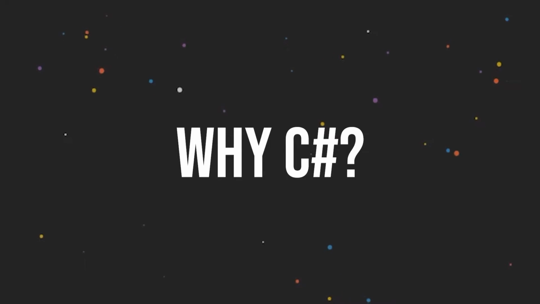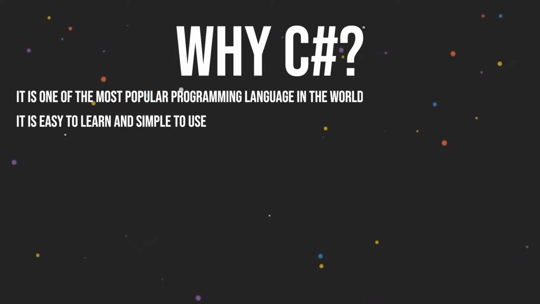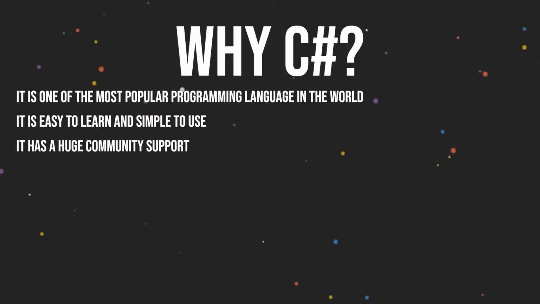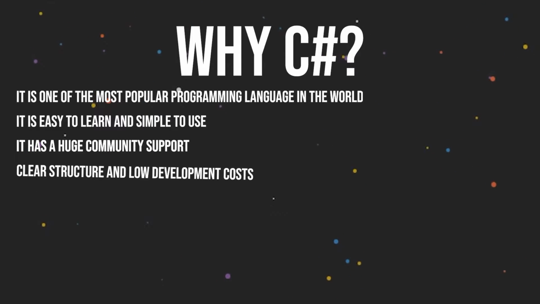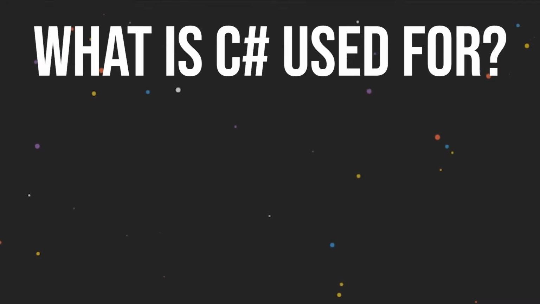Why C#? It is one of the most popular programming languages in the world. It is easy to learn and simple to use. It has huge community support. C# is an object-oriented language which gives a clear structure to programs and allows code to be reused, lowering development costs. As C# is close to C, C++, and Java, it makes it easy for programmers to switch to C# or vice versa.